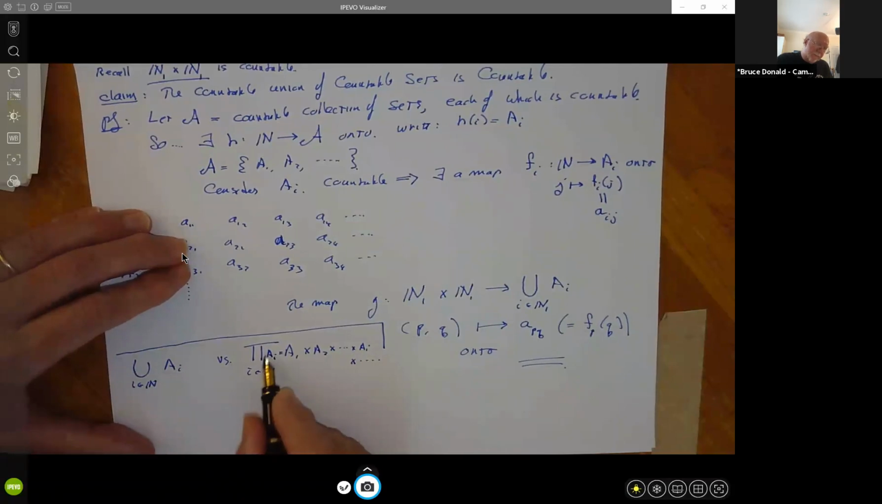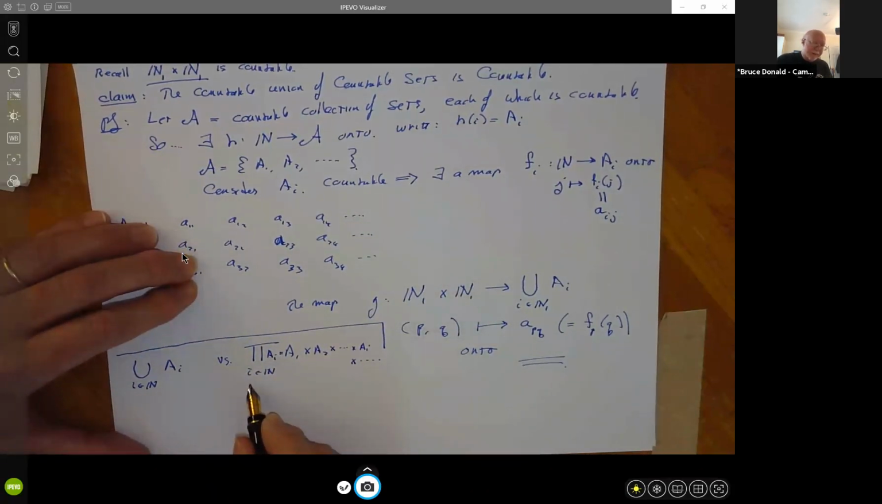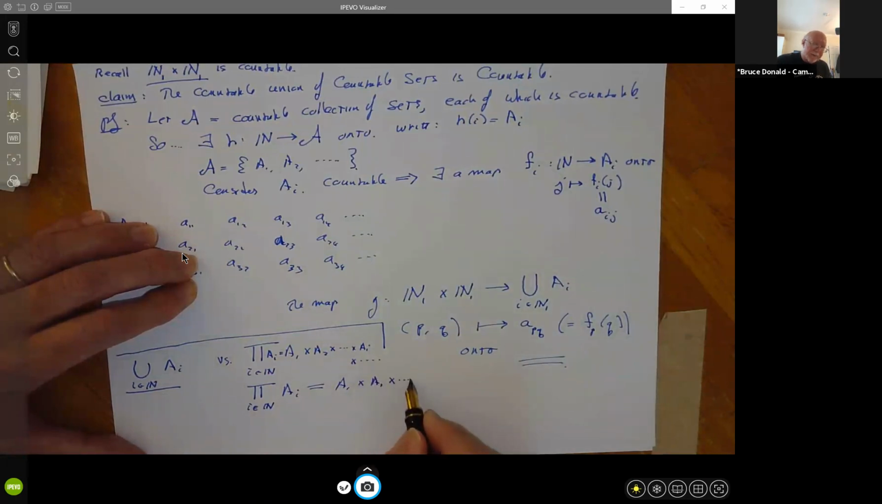So I've written the product in this notation. I've expanded it like this. Let me write it again to make sure that there's no confusion, because my writing is a little small here. We're comparing the countable union here to the countable product, the product for i in the natural numbers of A_i. Just expanding out what that is, that's A1 cross A2 cross all the way up to some A_i cross all the way up to infinity.